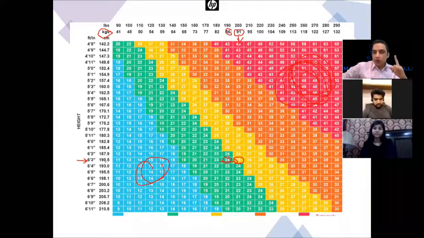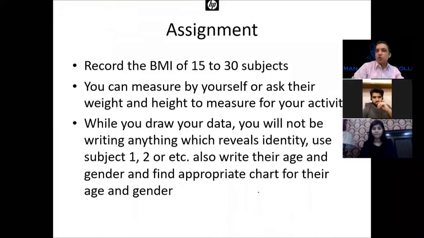Now you need to know what you people are supposed to do. Okay. With this, it's very easy. The first thing you need to know is that you need to record the BMI of at least 15 to 30 subjects. I wanted you to go as many as you should, but since I need to set certain standards, 15 to 30 is okay.